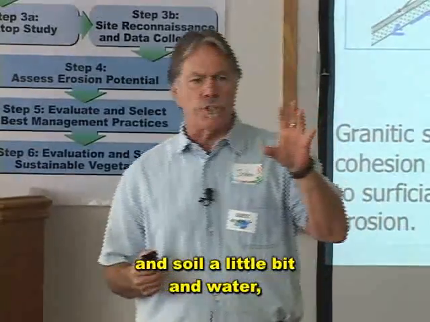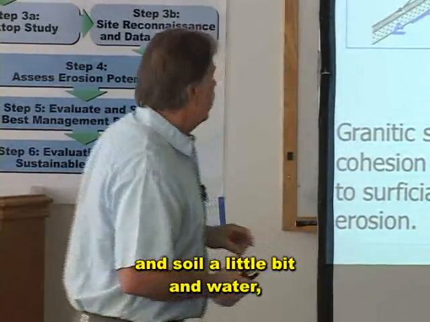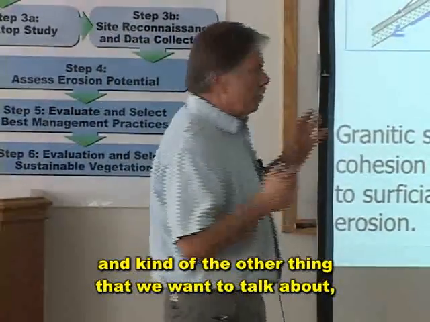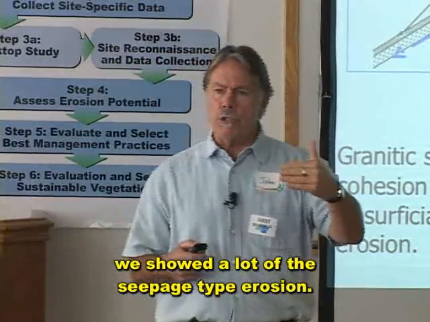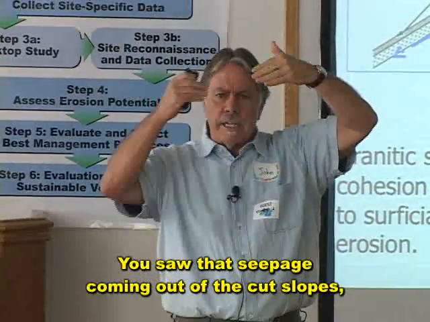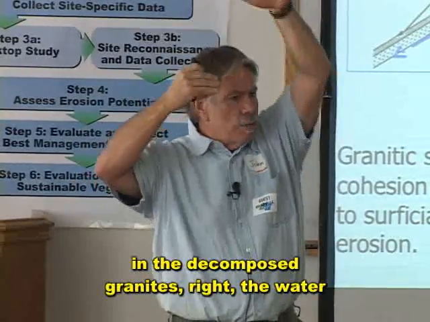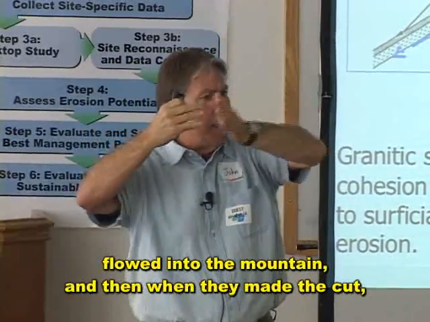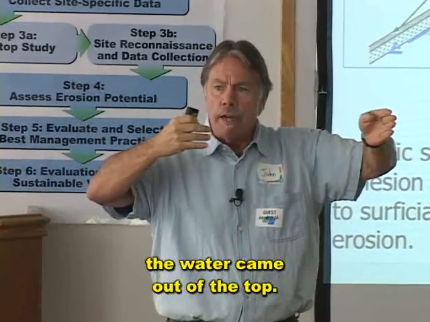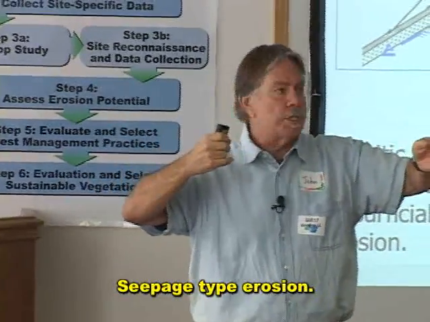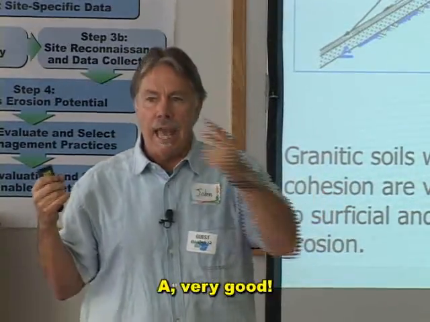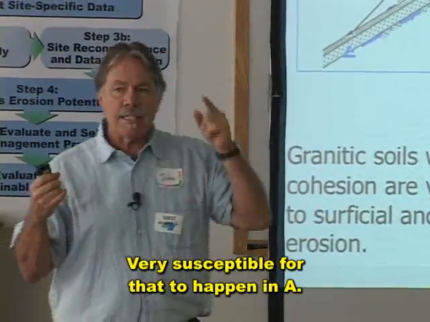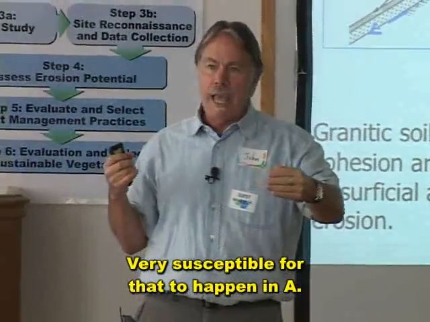Kind of bringing it all home a little bit. We're still talking about drainage and soil and water. The other thing that we wanted to talk about, we showed a lot of the seepage type erosion. You saw that seepage coming out of the cut slopes in the decomposed granites, right? The water flowed into the mountain, and then when they made the cut, the water came out of the top. Seepage type erosion. What kind of soil was that? What was the hydrologic soil group? A. Very good. Very susceptible for that to happen in A.